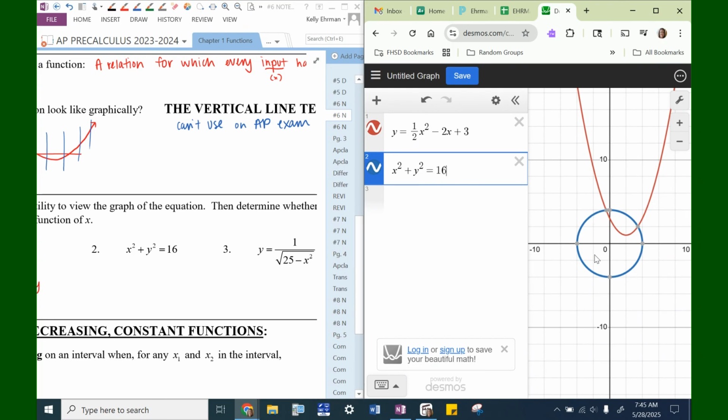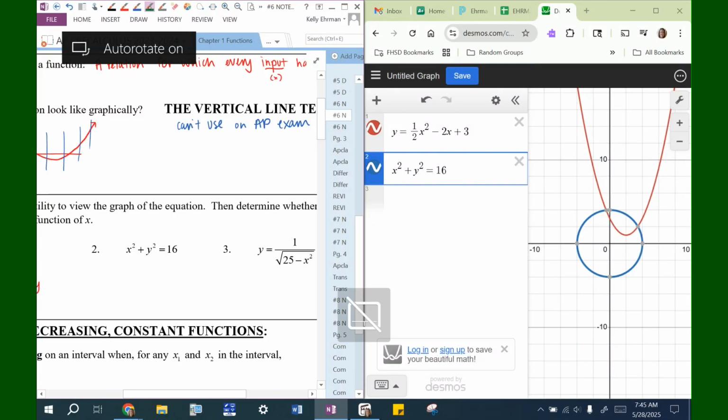So a circle does not pass the vertical line test. There are all kinds of outputs or inputs except for -4 and 4. Every other input has two outputs instead of exactly one. So I'm going to write that this is not a function.